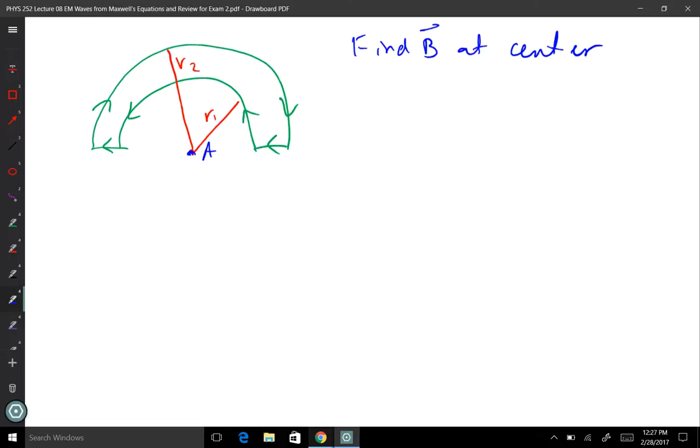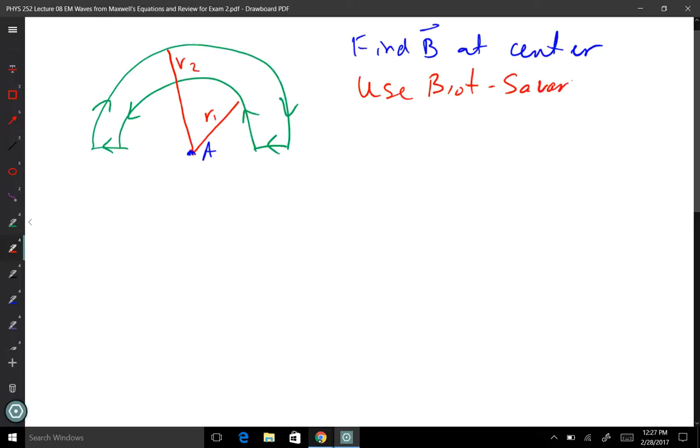So before I even go into that, I should have said, which law is going to be the one I should use here? Why not? Or why? Because it's not a long straight wire. Okay. Because no easy symmetry is my answer. The two easy symmetries would be the long straight wire or the solenoid. Okay, so I'm going to use the Biot-Savart Law.